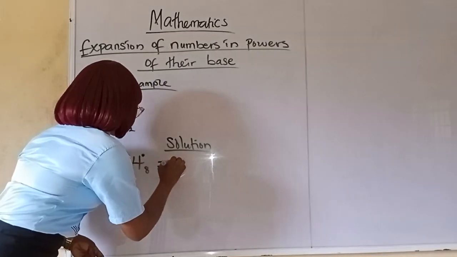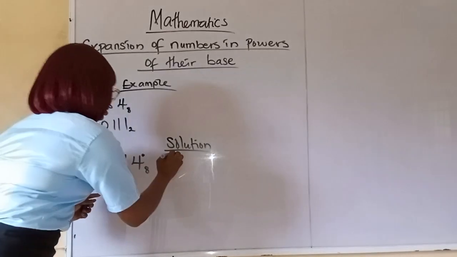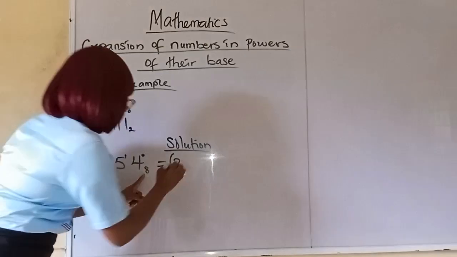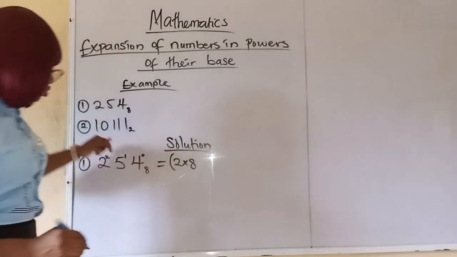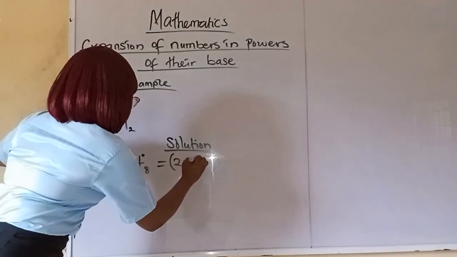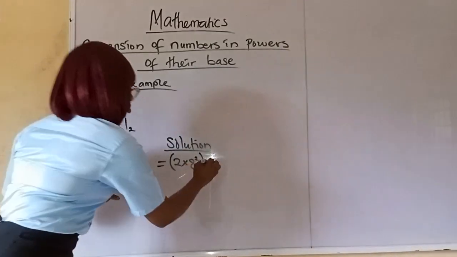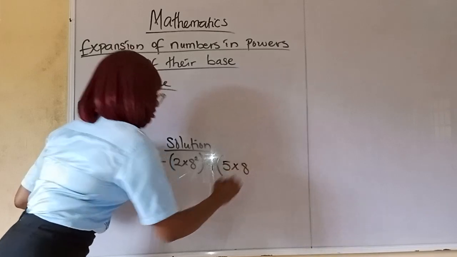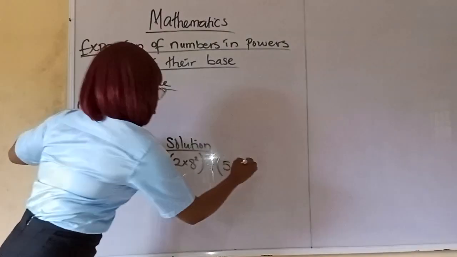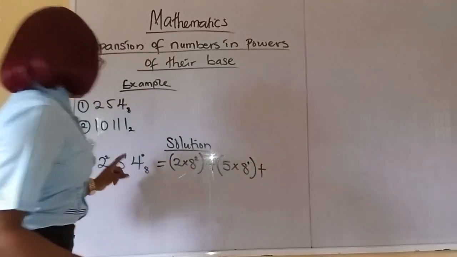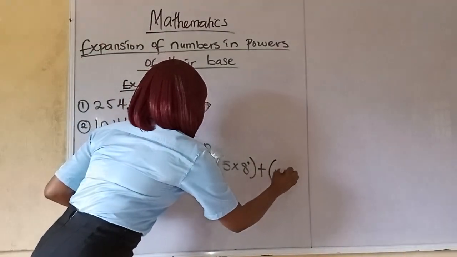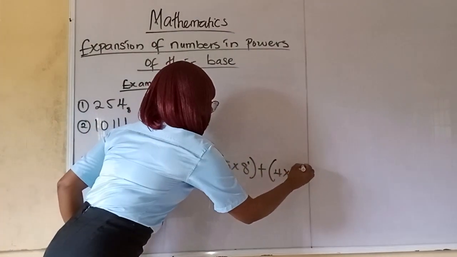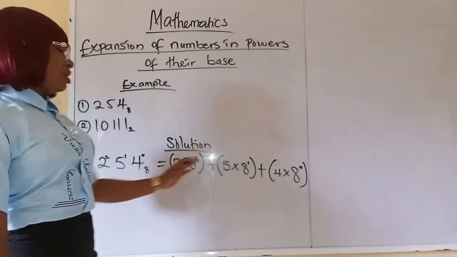When you are through giving the place values, to expand it means pick the first number, which is 2, multiply by the given base, which is 8, raised to the power of 2. Pick the next number, which is 5, multiply by the base 8, raised to the power that 5 has, which is 1, plus. Pick the next number, which is 4, multiply by the base, raised to the power that 4 has, which is 0. This is how to expand a number in powers of the base.